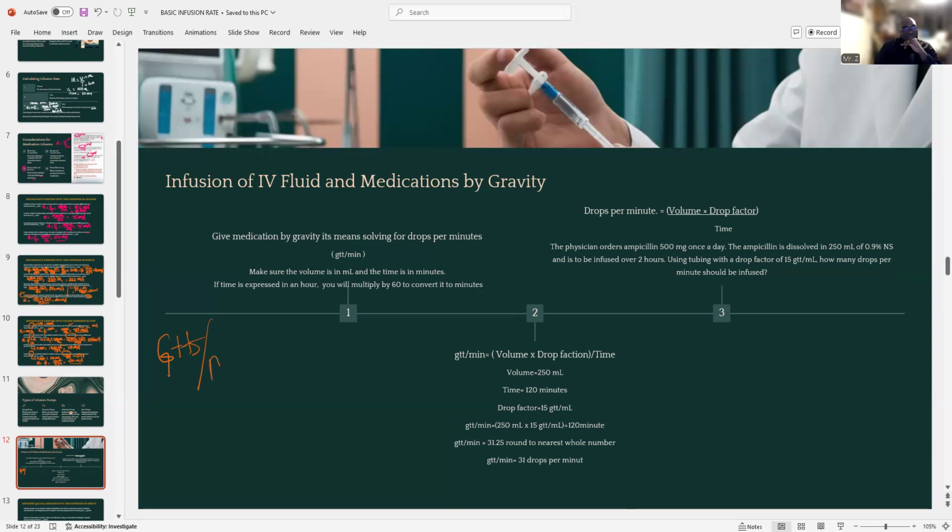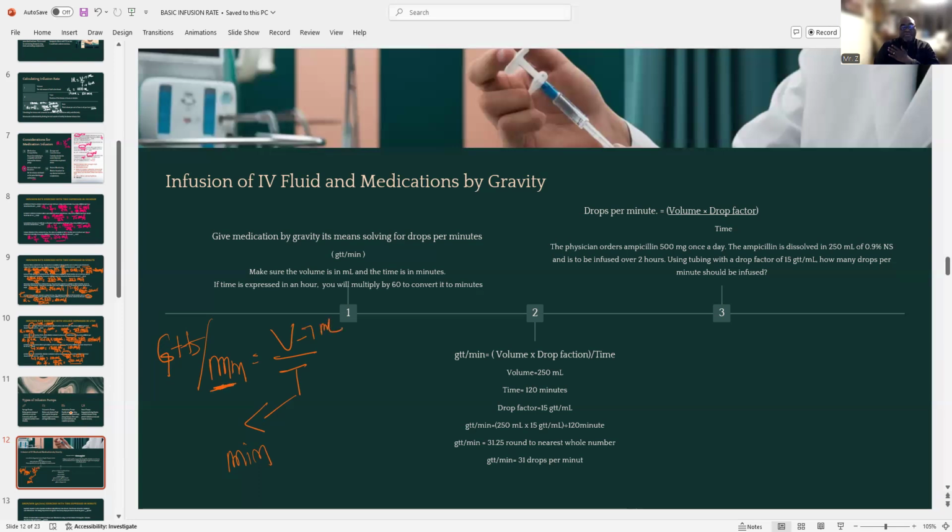So, drops per minute. It's the same thing, volume over time, like we did before with the infusion rate. The only difference here is that the time must be in minutes. On your infusion rate, it was volume over time, and the time was in hours. Here, drops per minute is telling you that your time must be in minutes, and the volume must be in milliliters.